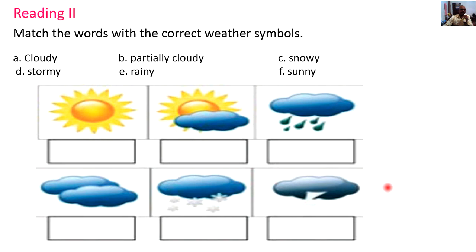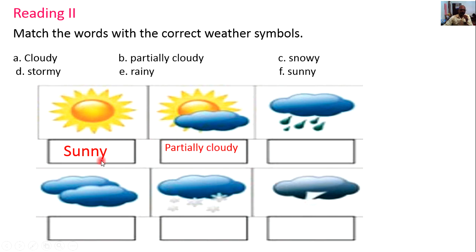Today, after a long time, we are going to discuss Unit 11 of Grade 9 English, Reading Second: match the words with the correct weather symbol. Here are cloudy, partially cloudy, snowy, stormy, rainy, and sunny. There are six pictures, first through sixth, and we should find out and fill the blanks.